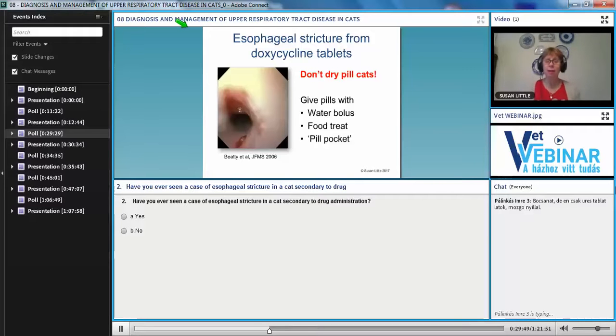Our little patient, Hemi, needed to have that stricture dilated. So she had to have a series of endoscopic interventions where we used a balloon catheter to dilate that esophageal stricture. They're really quite difficult to treat once you see them. And so obviously what we would like to do is make sure that we prevent them by giving our at-risk medications, the doxycycline and the clindamycin, either in liquid form or following it with water or with food.